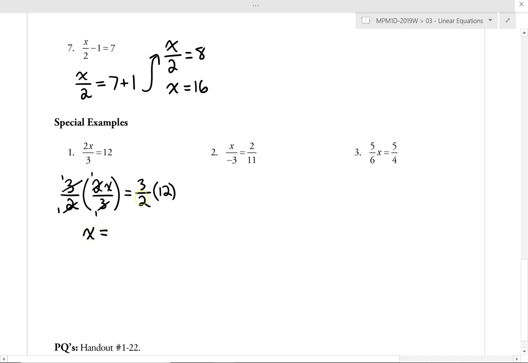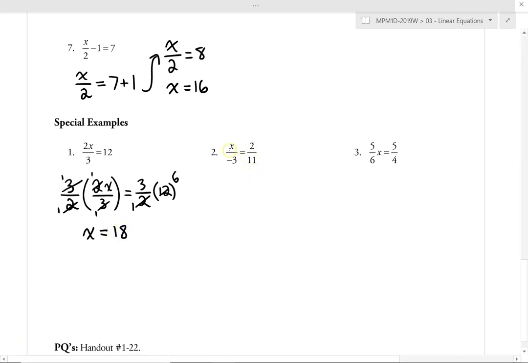On the right, we have 3 halves times 12. Well, that 3 is going to interact with the 12, right? So we could multiply that, get 36. Or if you happen to notice that we have a multiple of 2 on top, then we could cross cancel here. This is going to be 1. This would be 6. And of course, we're going to have 3 times 6, which is 18.